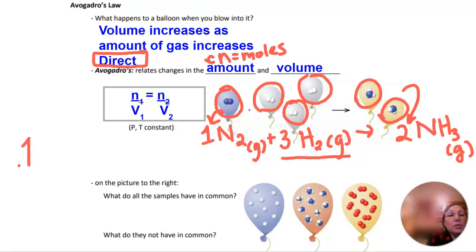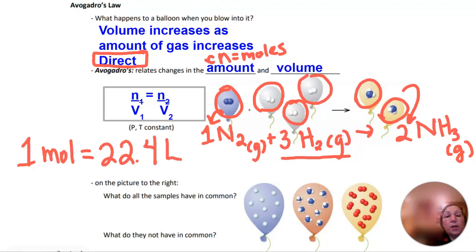And what we also learned through this is that 1 mole of any gas has a molar volume of 22.4 liters. So if you have 1 mole of nitrogen gas, 22.4 liters. 3 moles of hydrogen gas, well, you have 3 times 22.4. You have 66 and some liters, right? So you just know that the volume of a mole of any gas at standard temperature and pressure is fixed. And we'll talk about standard temperature and pressure, or STP, in just a little bit too.